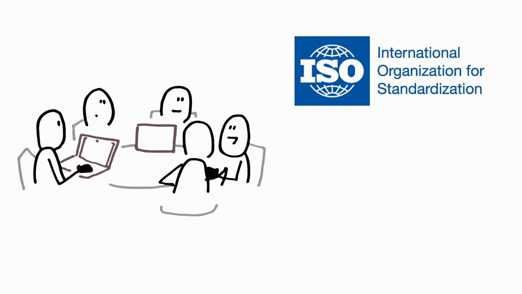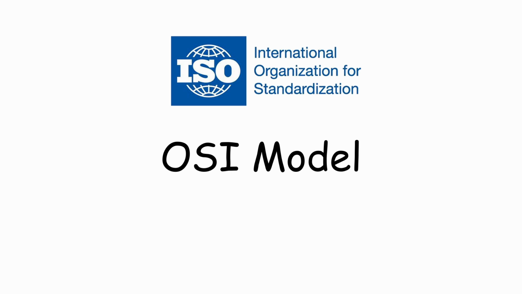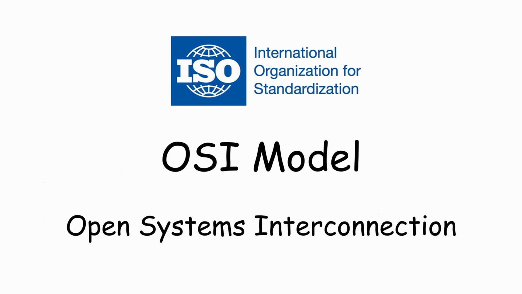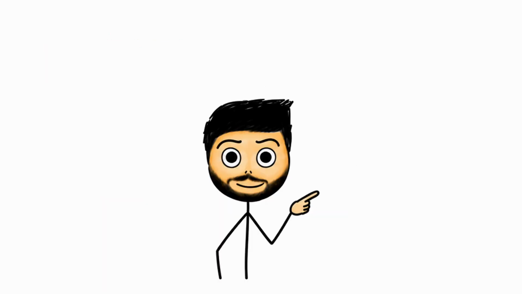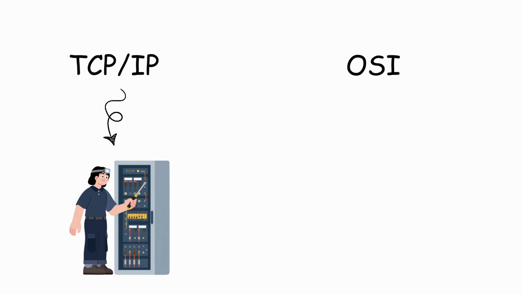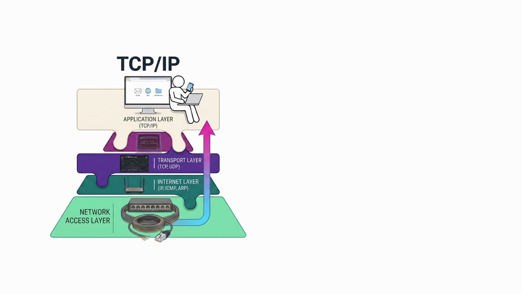But at the same time, some guys from the International Organization for Standardization had another idea. So they came up with the OSI model, which stands for Open Systems Interconnection. Their goal was to create a model that described what communication between two systems should look like. So here are the actual differences. The TCP/IP model was built by engineers. The OSI model was built by, well, standardization people. I'm not saying one is better than the other. I'm just saying one of them actually ended up running the internet.